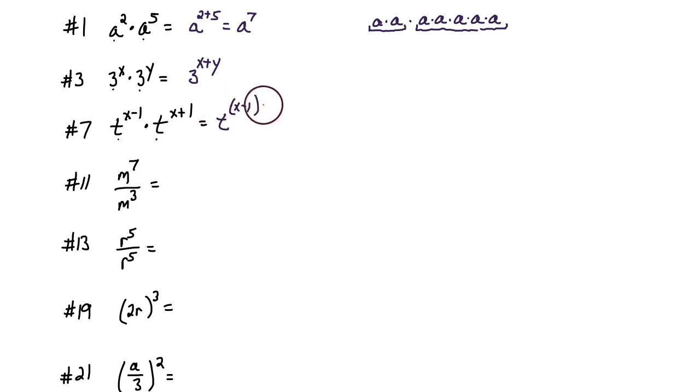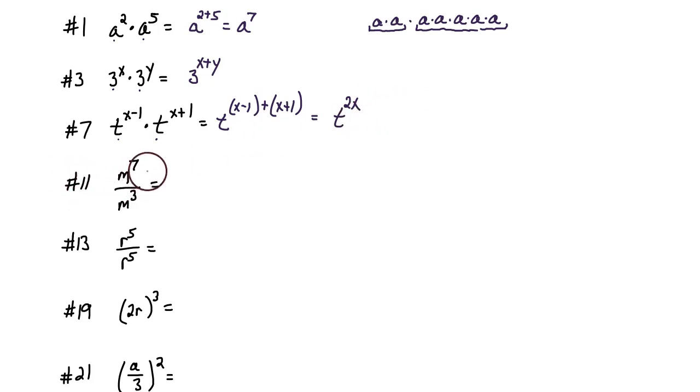X minus 1 is the first exponent, and we're adding x plus 1, which is the second exponent. We can combine like terms in that exponent. X plus x is 2x, and negative 1 plus positive 1 is nothing. The answer is t to the 2x.